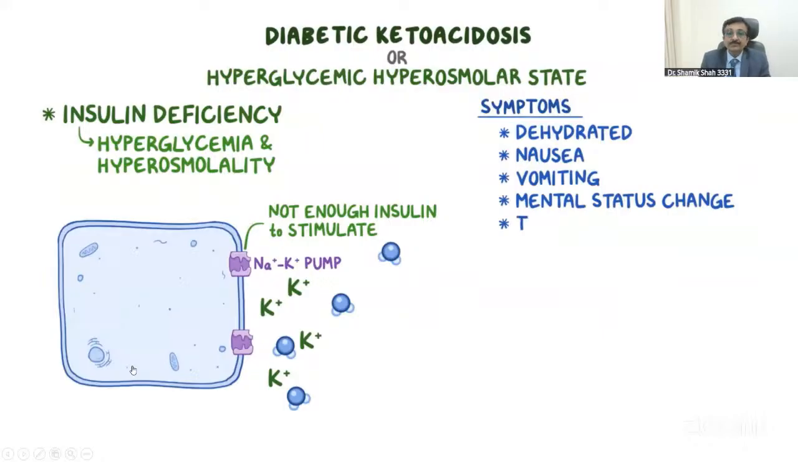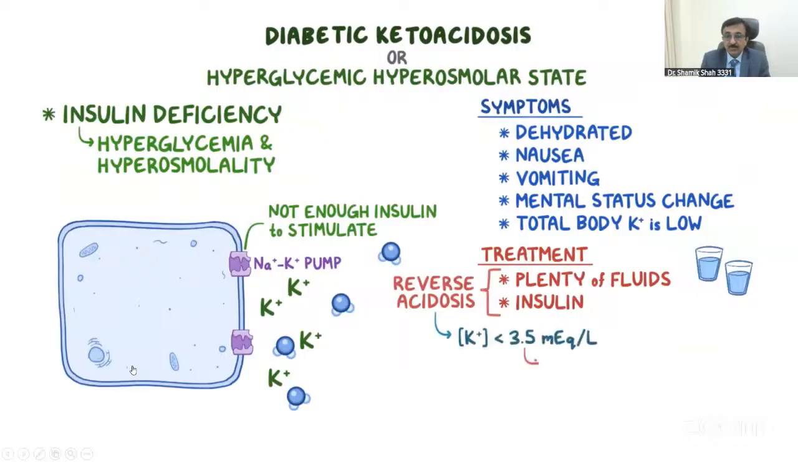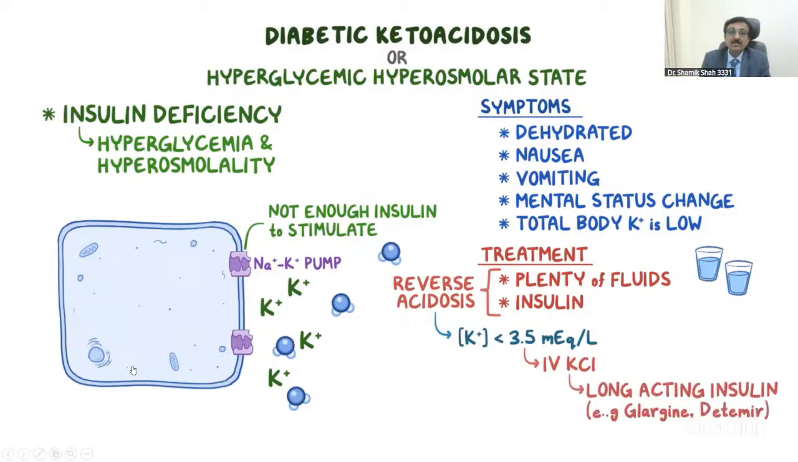We know all this. But do remember that because of the increased urine output, their total body potassium is also low. Treatment is, of course, plenty of fluids, giving insulin supplementation to the patient, and reversing the acidosis. Once the acidosis is reversed and potassium goes below 3.5 milliequivalents per liter, we may need to give IV KCl and then switch the patient to long-acting insulins like glargine or detemir.